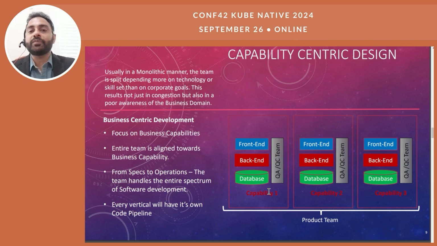And the responsibility we have right now is to break this monolith system into multiple microservices. And each of these individual functionalities like inventory, payments, or checkout, all these are different capabilities. So in this case, we see that each capability has the front end, back end, and the database. And then there is a product team which operates these things.